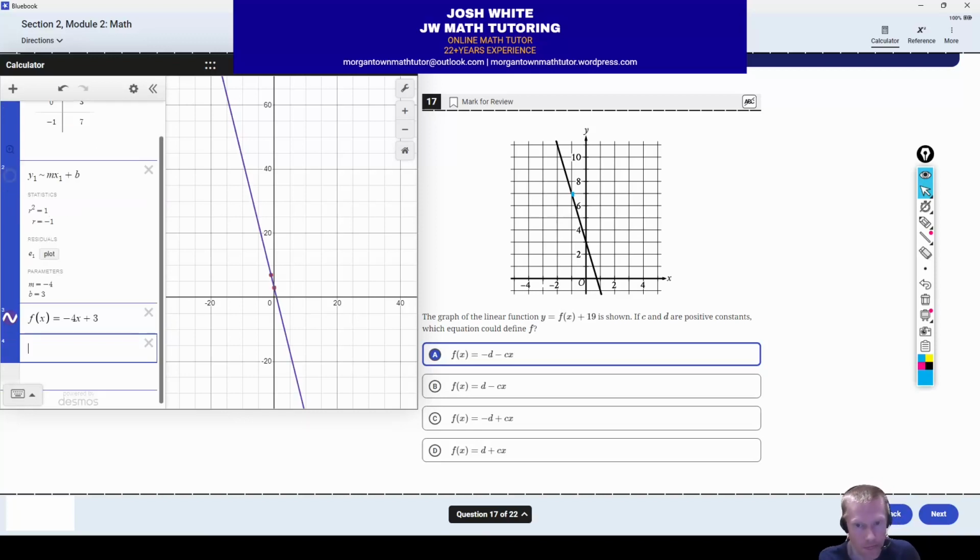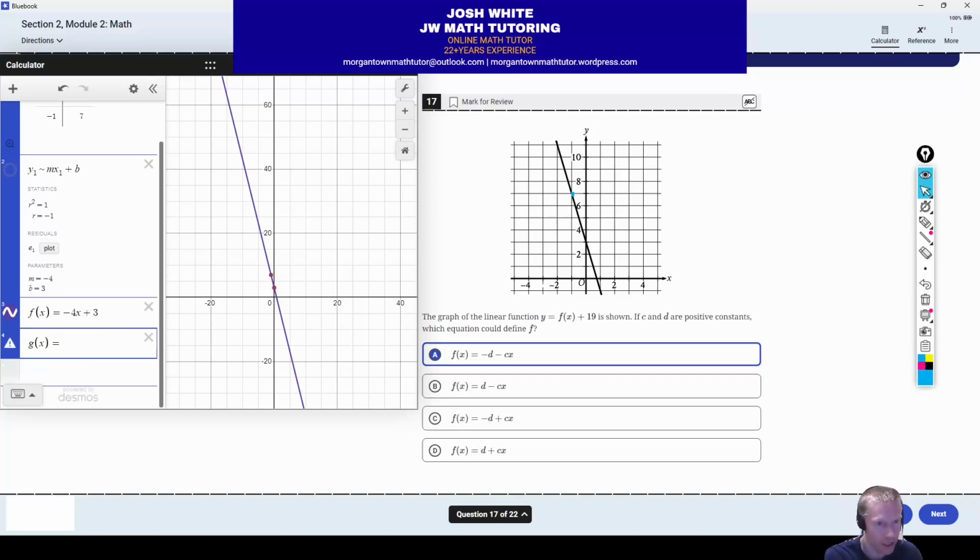So now all I need to do is basically take that and shift it down 19 units. So I'll do a vertical translation down 19 units. So here's my new line. Okay, so first of all, it's obviously going to have the same slope, and we can see here from the graph, its y-intercept is negative 16.